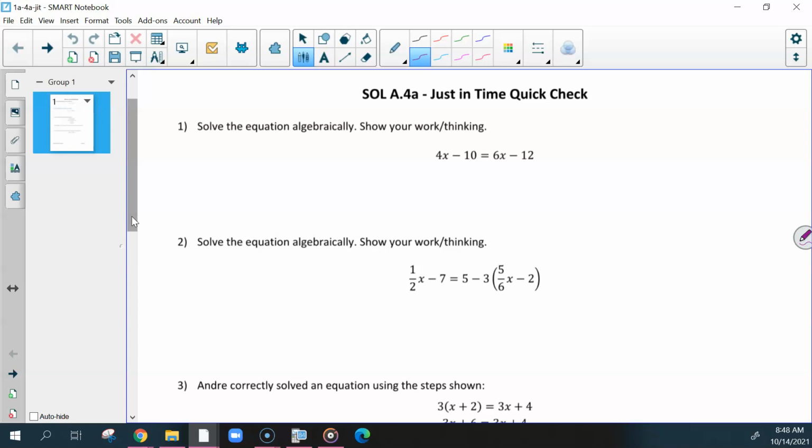So you guys can go first. If that's not how you did it, then erase. Remember, you can solve these multiple ways.